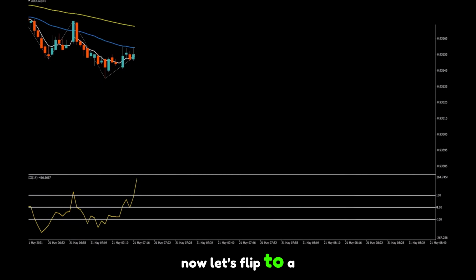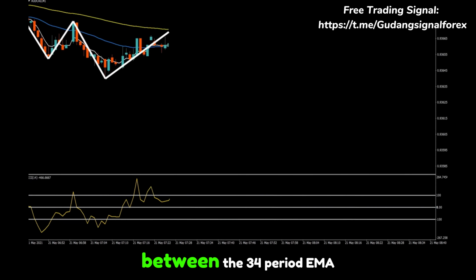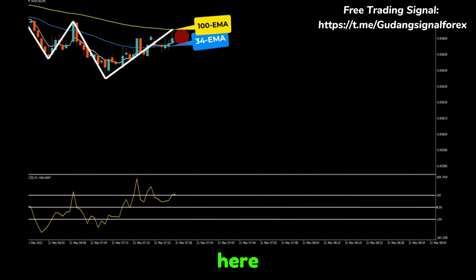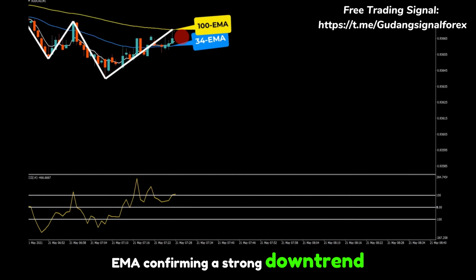Now, let's flip to a bearish example. Check out this chart. This time the zigzag indicator clearly defines a bearish market structure. The price drops, weakens, and then pulls back up into the resistance zone between the 34-period EMA and the 100-period EMA. Here, the 34-period EMA is positioned below the 100-period EMA, confirming a strong downtrend.